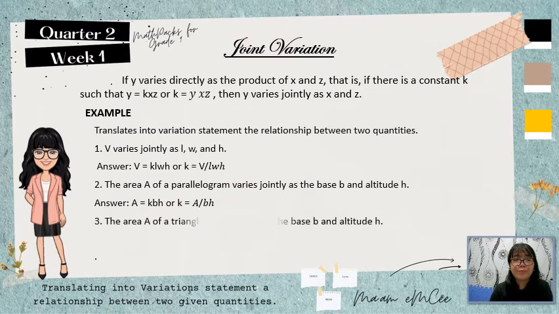And then, for the third example, the area A of a triangle varies jointly as the base b and altitude h. So this is just the same as the first one. That will be A is equal to kbh, or k is equal to A over bh. So they are just the same. I'm so sorry about that one. So we have only 2 examples for this variation.